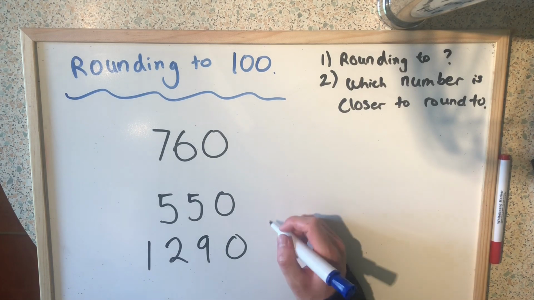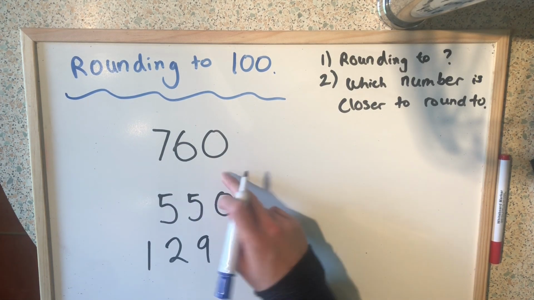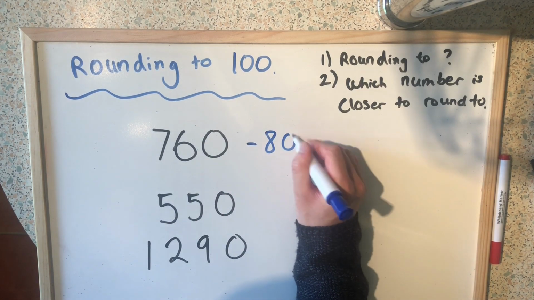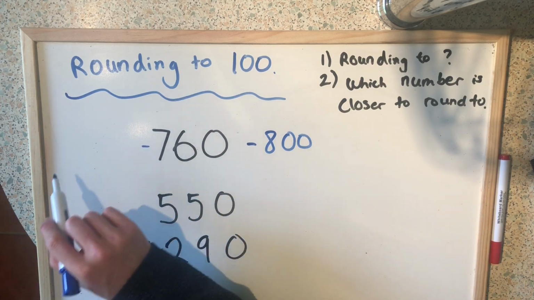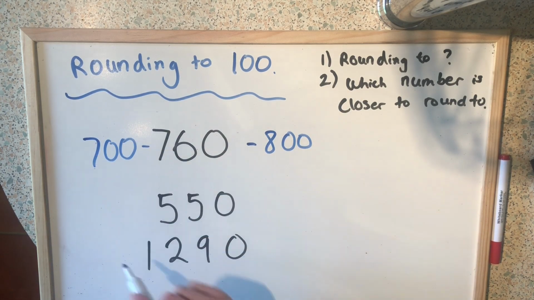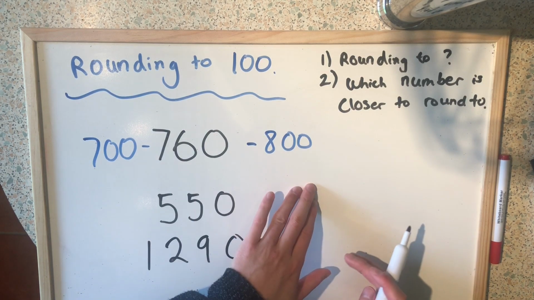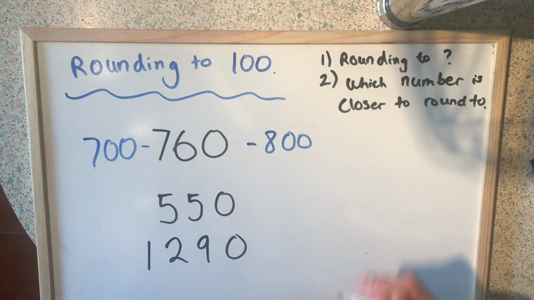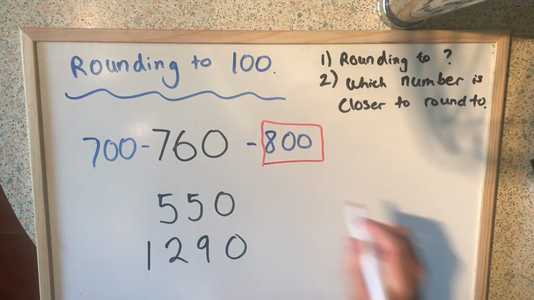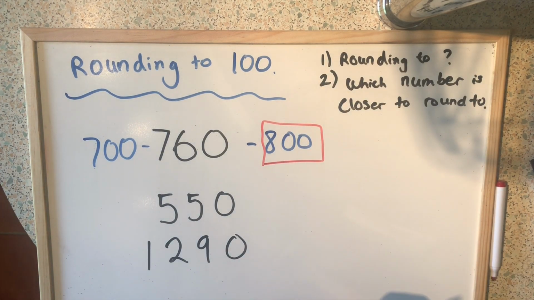Okay, so for this one, 760, the higher one is 800, and the lower one is going to be 700. And 760 you can quite clearly see will be closer to 800. So that is our answer, 800. Well done if you got that.